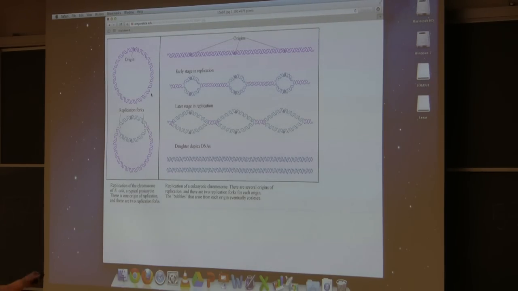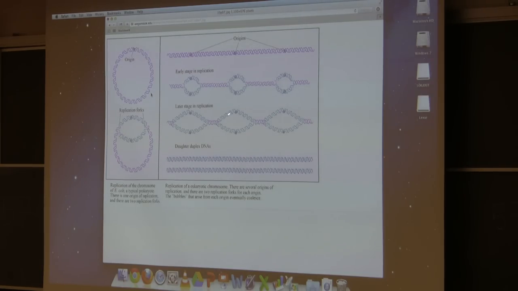An origin is the place where the replication process starts. That's true whether it is our cells or it's an E. coli cell. They have different sequences, but the point is that they both have a specific place where replication starts. If we look at what happens in an E. coli cell, there's only one origin per the entire circle of bacterial DNA. One origin. That origin starts and moves bidirectionally outward from that starting point. So you see it started here, and then it's now moving bidirectionally out.